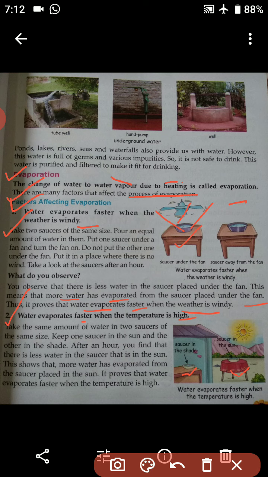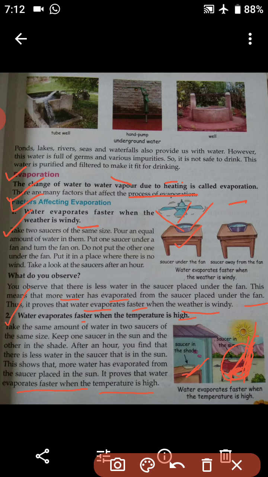Keep 1 saucer in the sun and the other in the shade. So this one is under the sun and this one is in the shade. After an hour, you find that there is less water in the saucer that is in the sun. This shows that more water has evaporated from the saucer placed under the sun. So it proves that water evaporates faster when the temperature is high. Here the sun makes the temperature high, so the water evaporates faster than in the saucer placed in the shade.